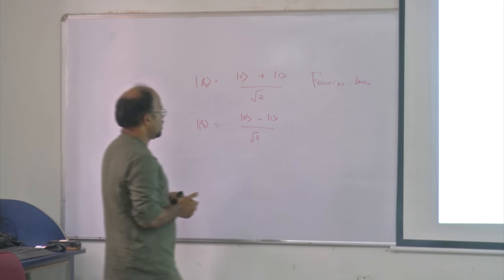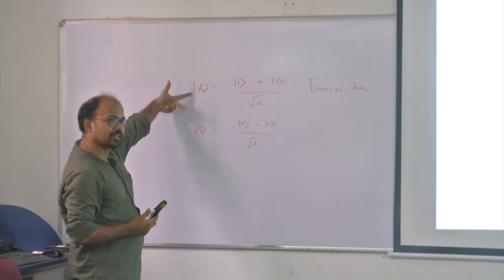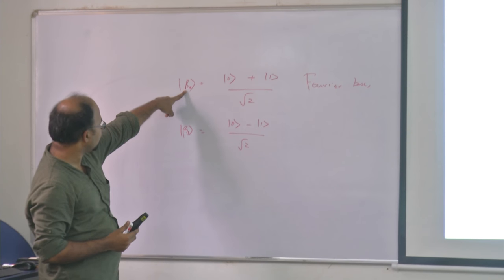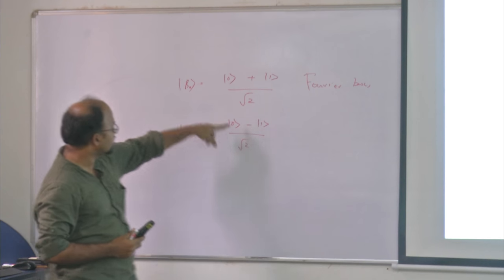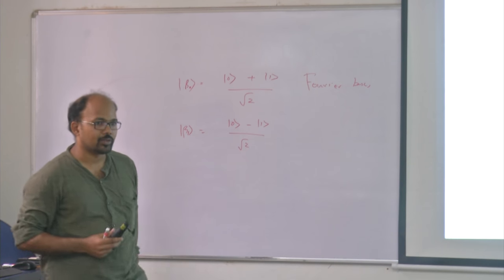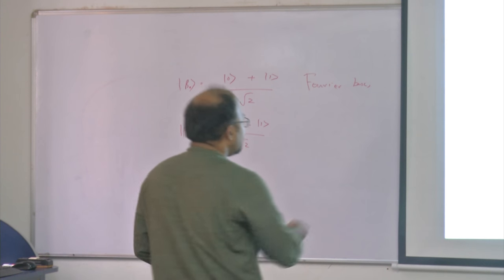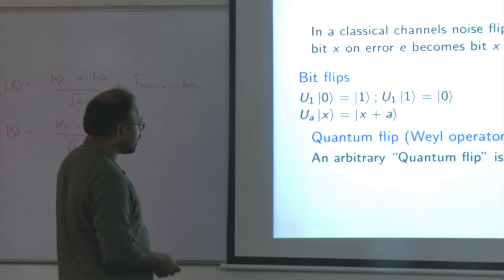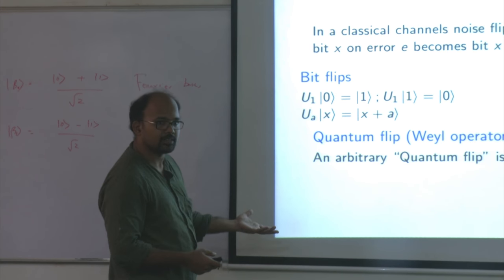So what happens is that if you look at phase space in the Fourier basis, V1 on V0, beta0 will give you beta1, and V1 on beta1 will give you beta, because it changes the sign of the 1 part. So that is the reason. So you have bit flips and you have phase flips, and in general a quantum flip can be either a bit flip or a phase flip or both.